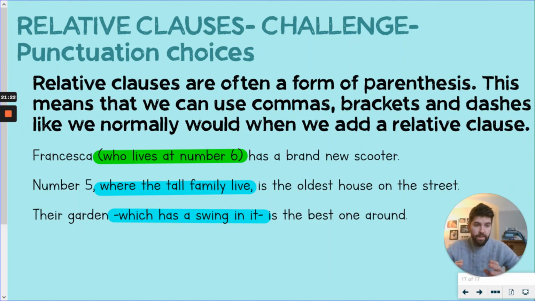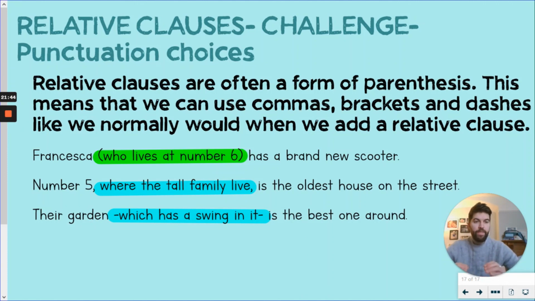I've used commas either side of the parenthesis because with commas, commas usually bring a little bit more understanding to the sentence. They help to kind of clarify things. Number 5, that's where the Tall family live. It's the oldest house on the street. It's just giving that extra clarity to the sentence.